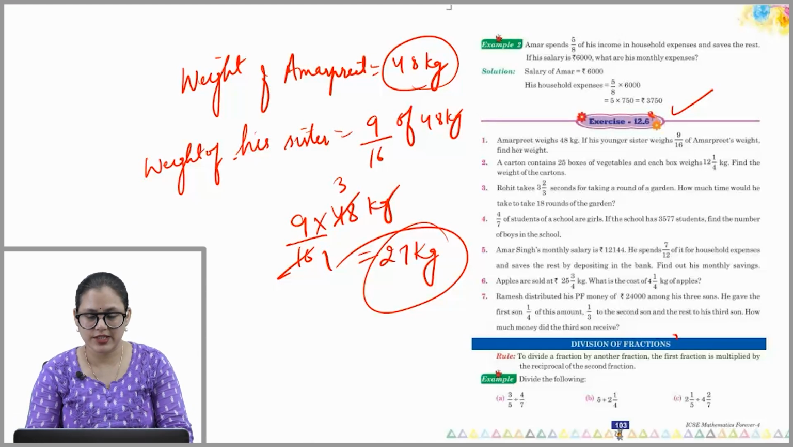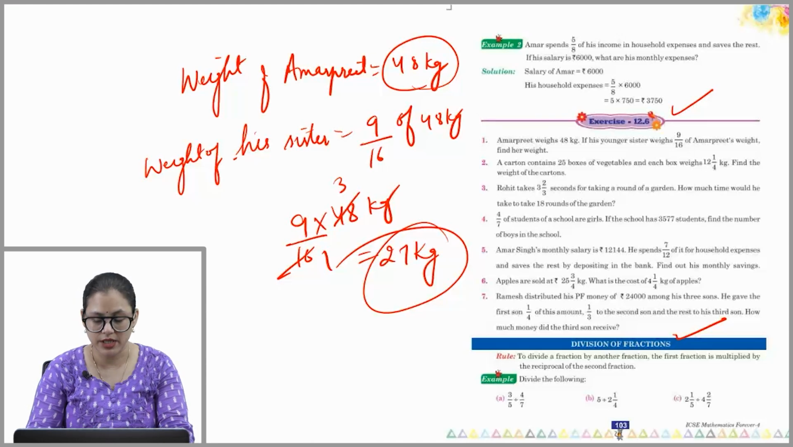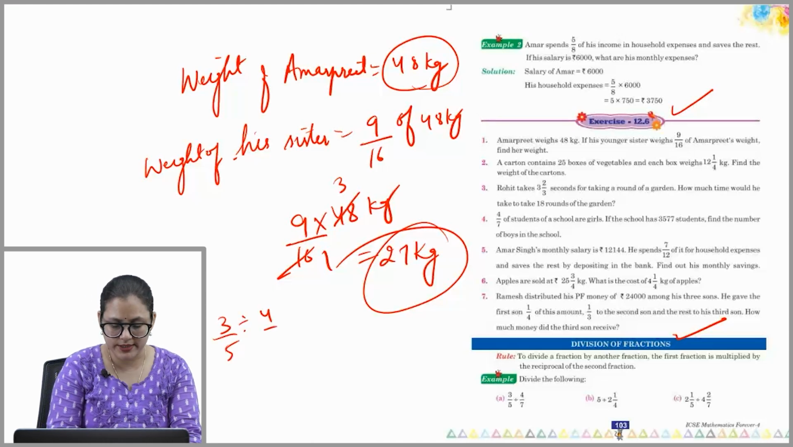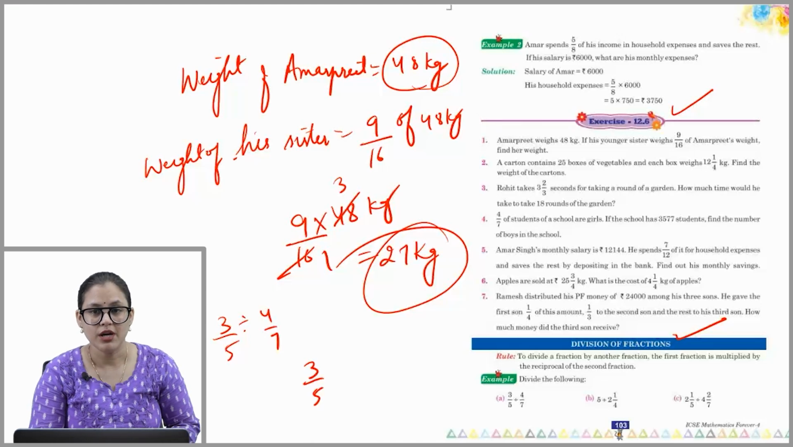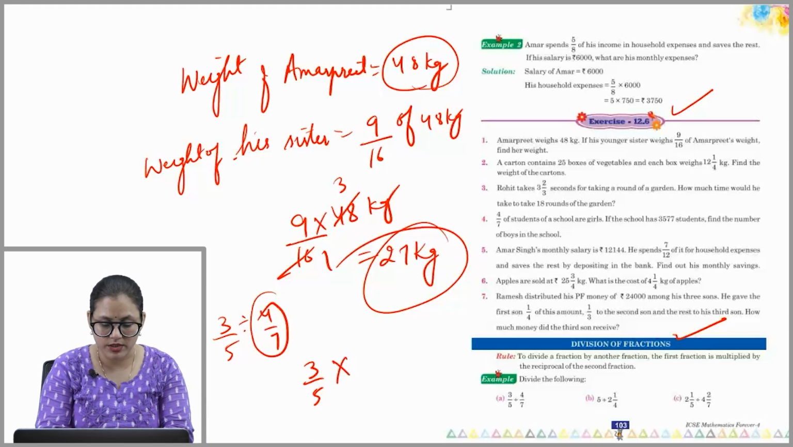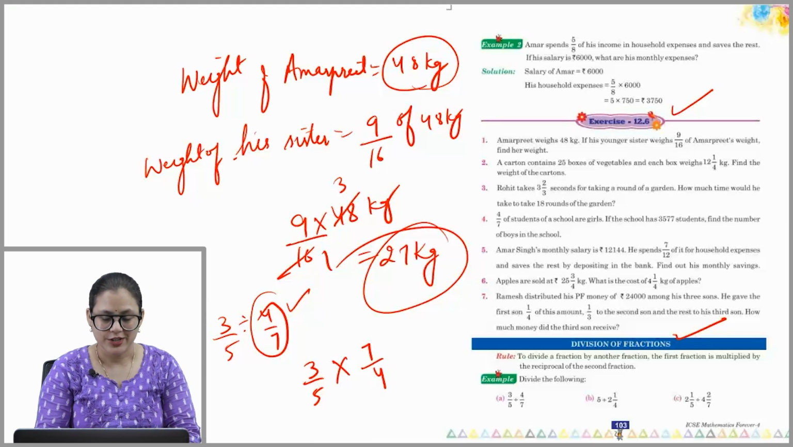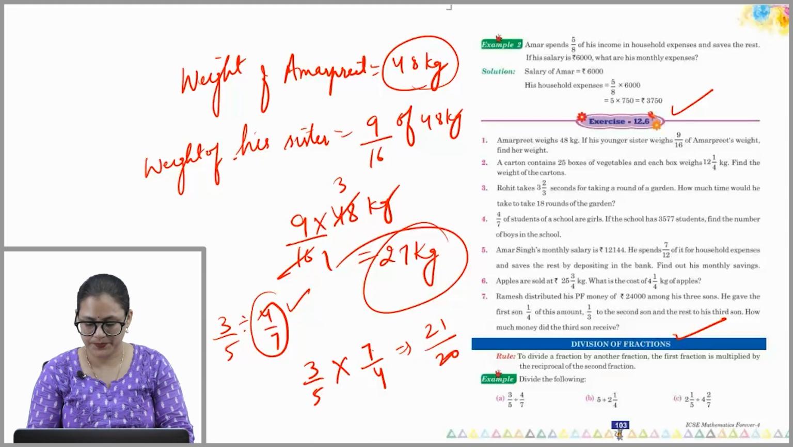Next, division of fractions. Rule: to divide a fraction by another fraction, the first fraction is multiplied by the reciprocal of the second fraction. Example: you have to divide 3 by 5 divided by 4 by 7. So 3 by 5, multiplied by the reciprocal of the second fraction, which is 7 by 4. So the answer is 3 7s are 21, 5 4s are 20.